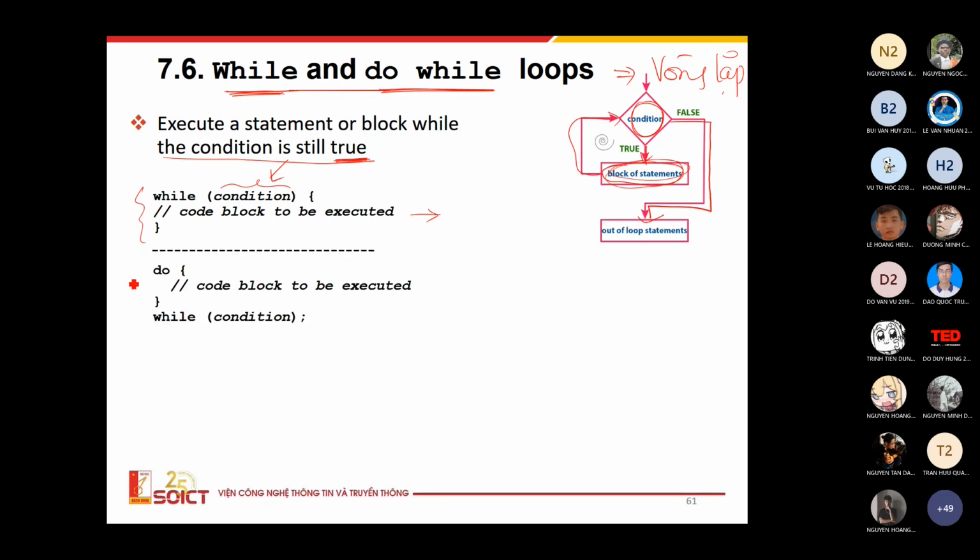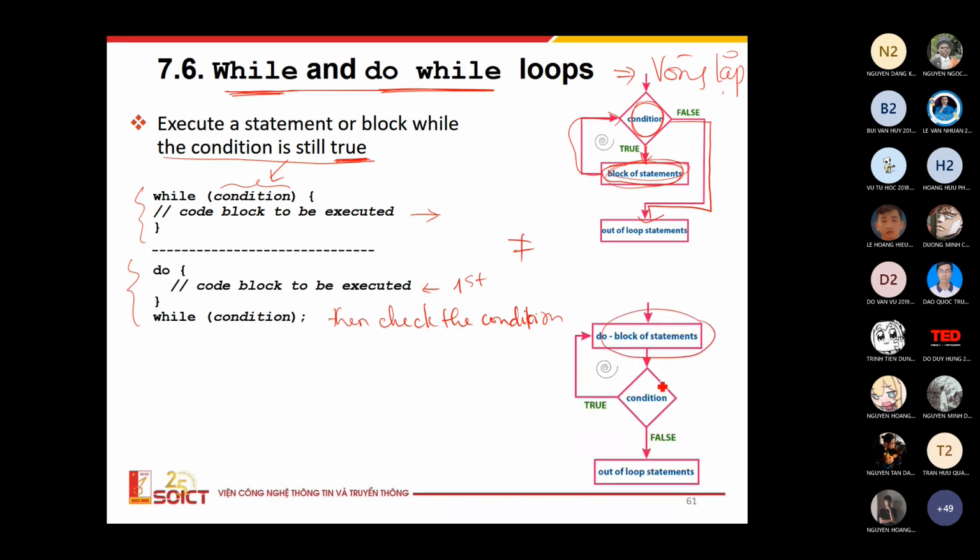For the do-while, you do the same, but you will do the code block first, and then you check the condition. This is the difference between these two statements. You do the code block first, and then you check the condition. So for the while, you can execute the code block zero or more times. And for the do-while, you will always execute the code block at least one time.